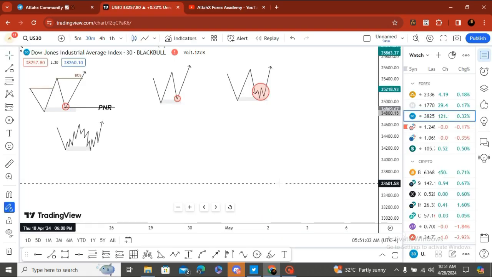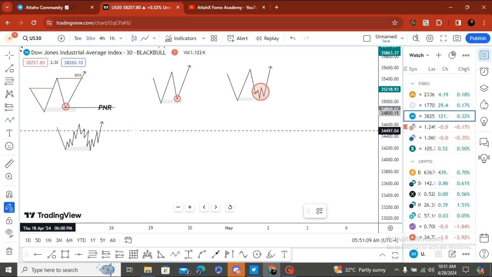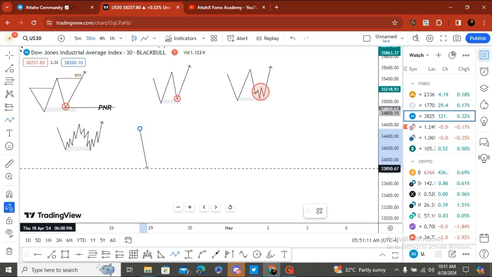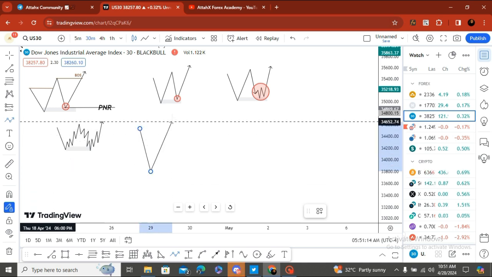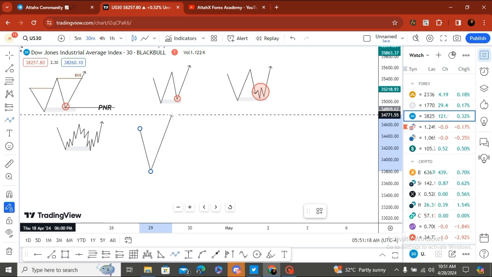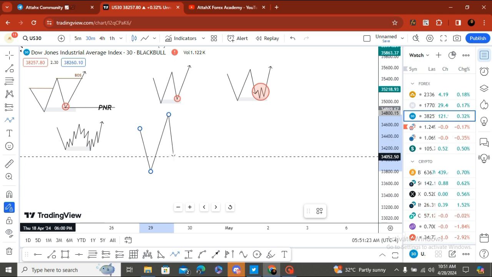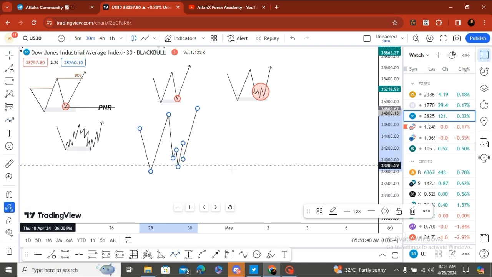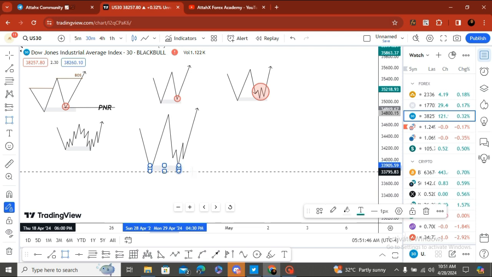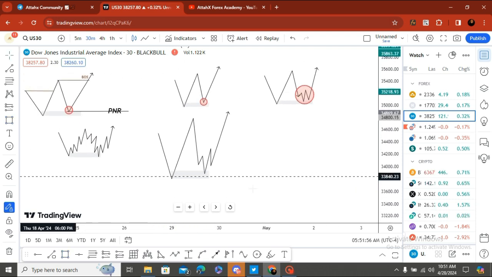What are simple entry point patterns? Simple entry point patterns are those patterns formed on your lower time frame when having a higher time frame projection. For example, you have this on a higher time frame, and then on the lower time frame it looks much like this, and then this is your demand zone of your projection. This is a simple entry point pattern.